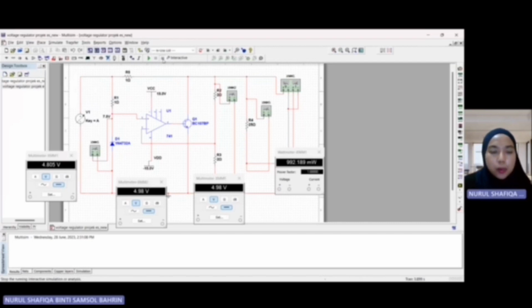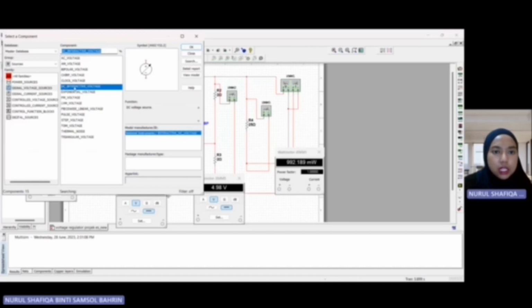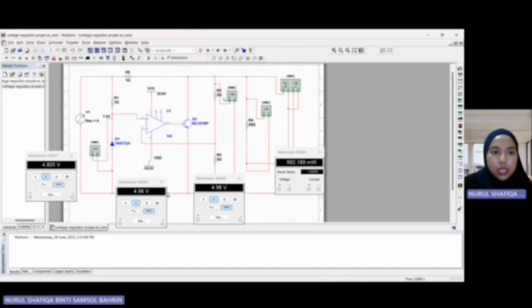This is the circuit that was constructed for the voltage regulator and load. This is the load part for the voltage circuit. For the voltage regulator, we use the DC interactive voltage to adjust and get 2.5 volt. Okay, so the circuit will be run. So these are the values shown for this circuit.